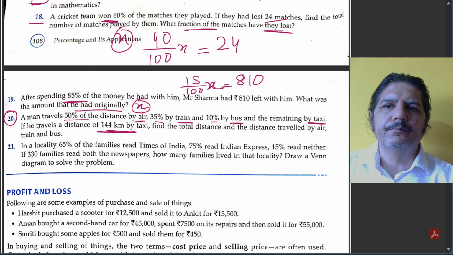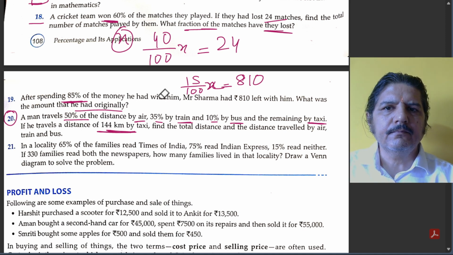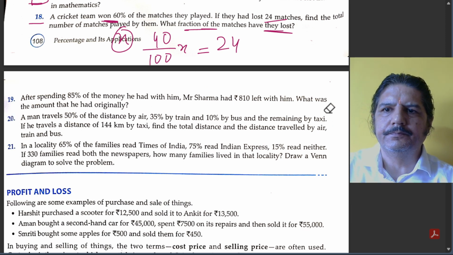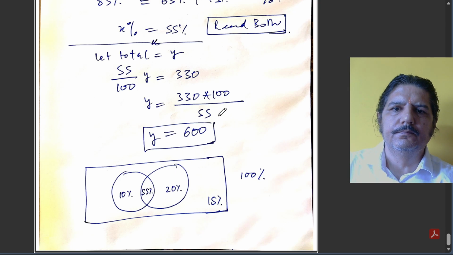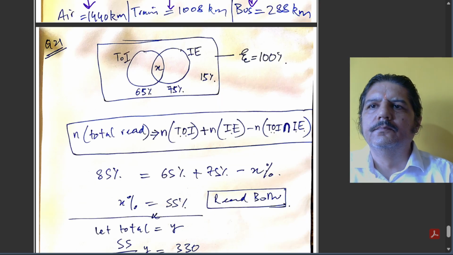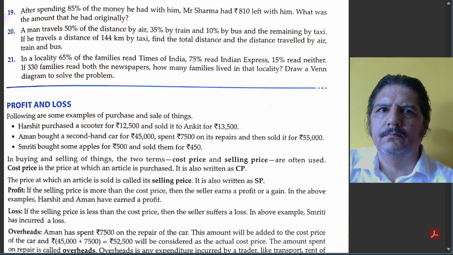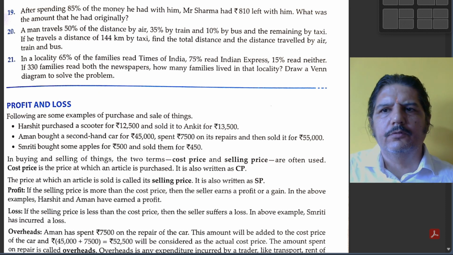Question number 21. 21 is a bit interesting question, and let's start question number 21. So let's look at the next question.